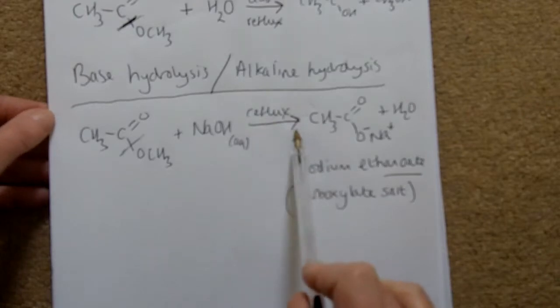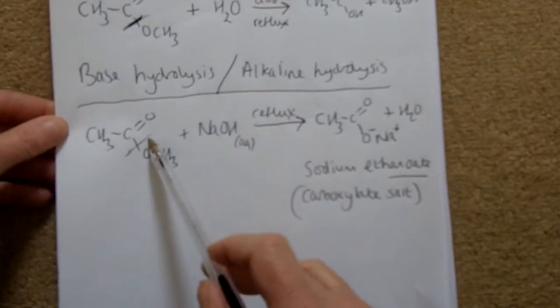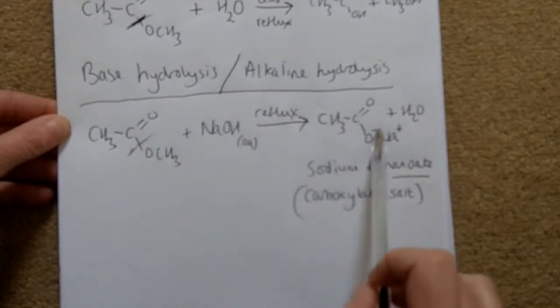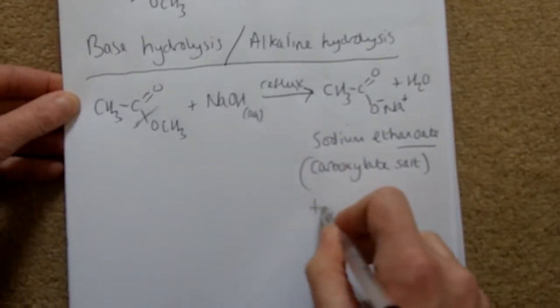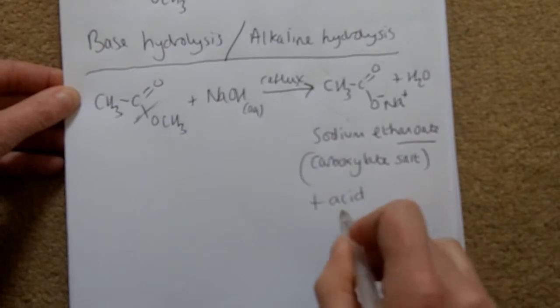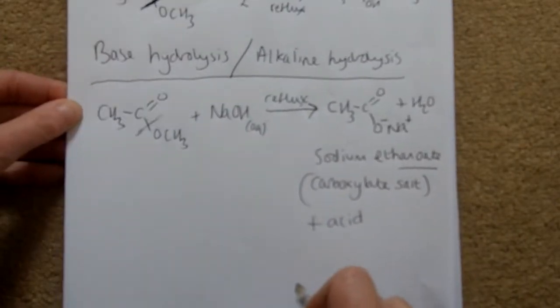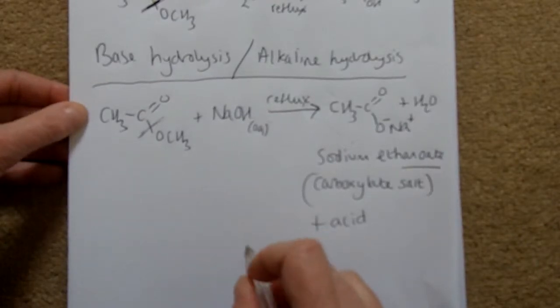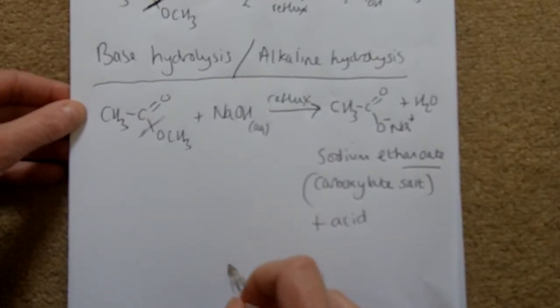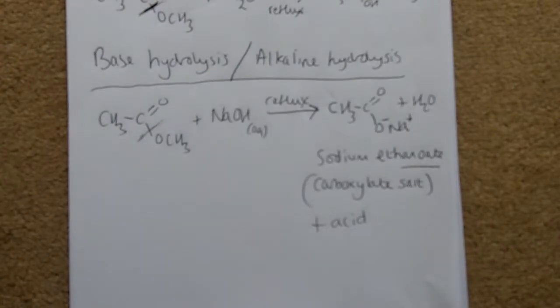And it's a very good way to hydrolyze an ester. It's got quite high yield. Then all you need to do is acidify, add acid, and you get your carboxylic acid. It's not reversible, high yield. Right, so that's all about esters.